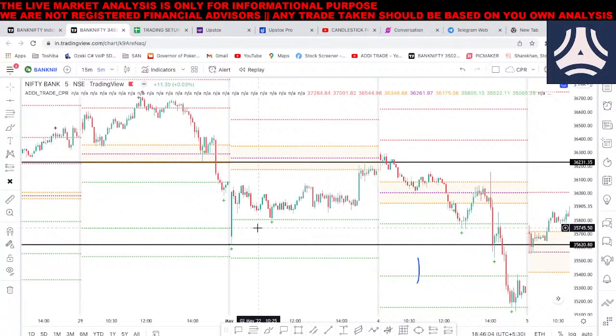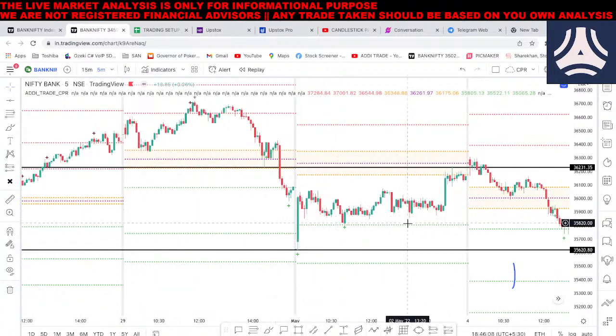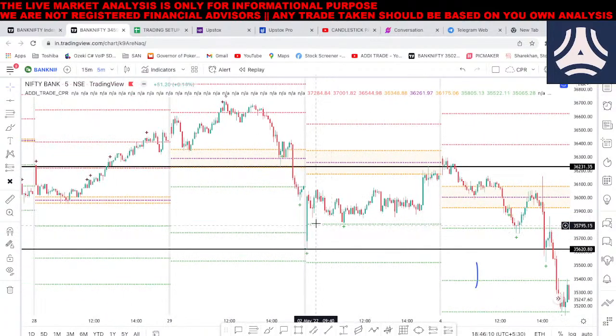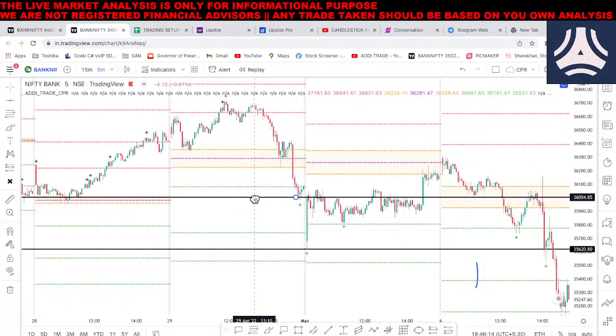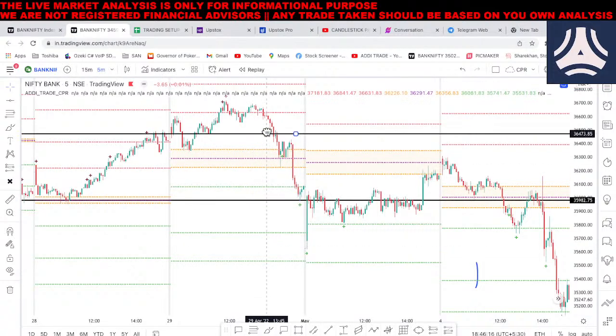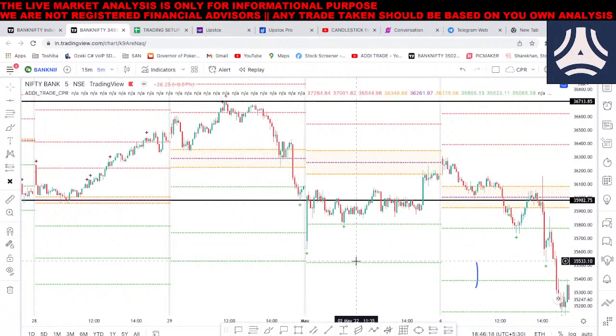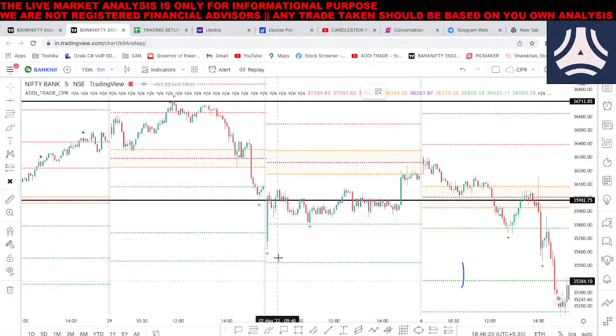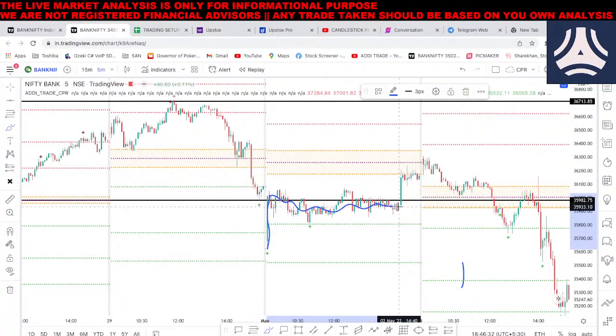Now on this May 2nd, the previous day low was here, right? And the previous day high is here. We had a gap down, but got a nice up move. The entire day we remained sideways.